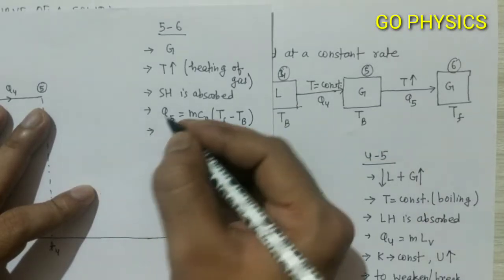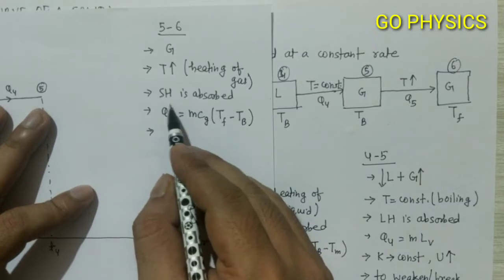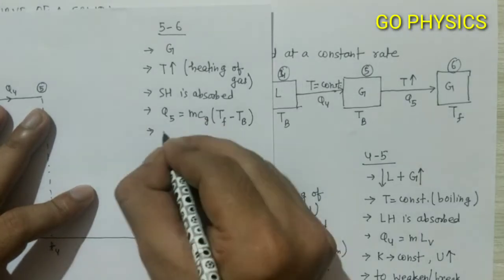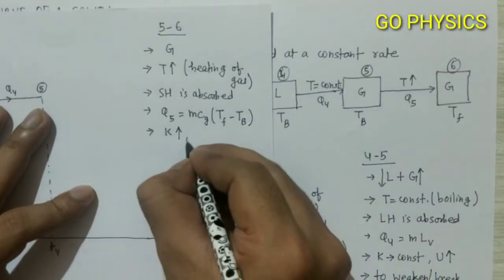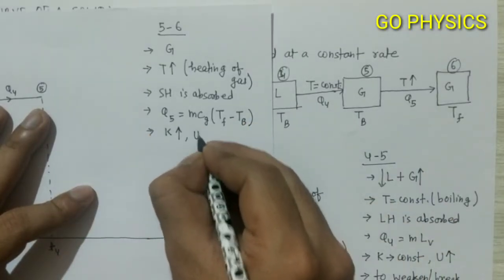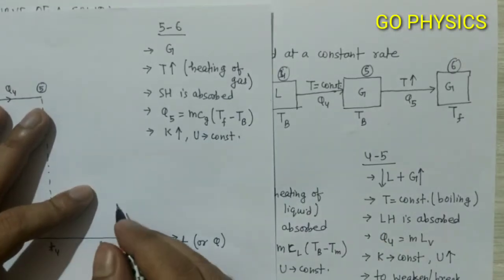Next important point is that since sensible heat is absorbed, the kinetic energy of the particles of the system will keep on rising, and the potential energy will remain constant among the different particles of the system.